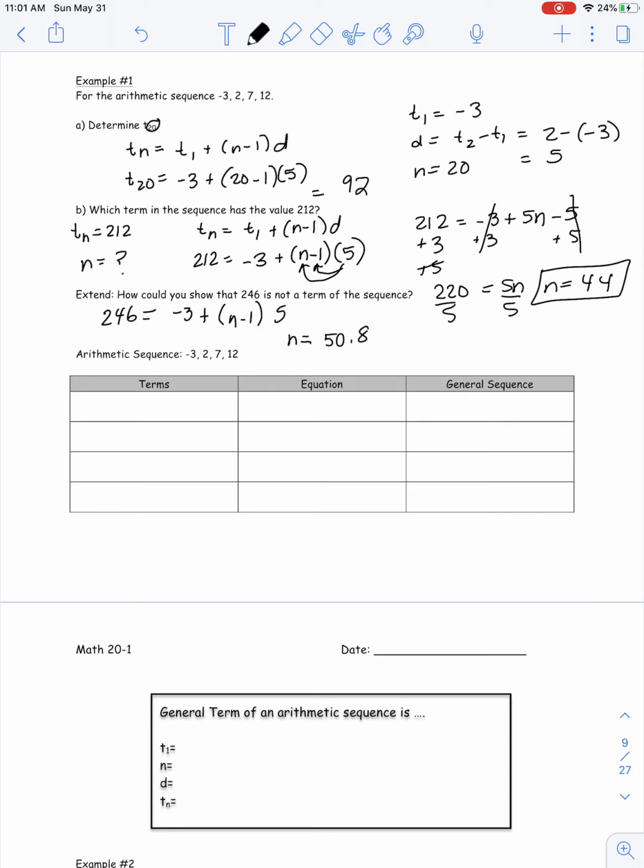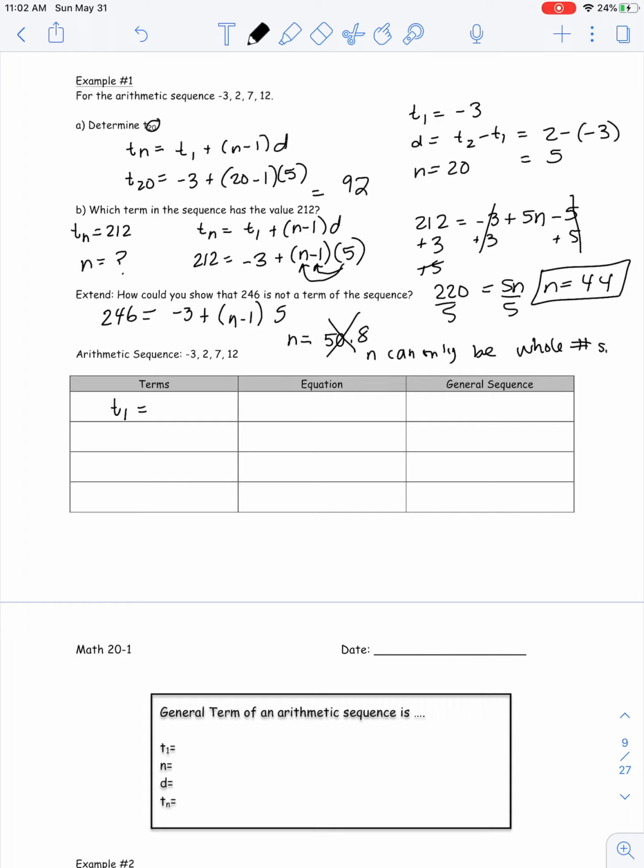Now, n is not allowed to be a decimal. N can only be a whole number, because we can't have a number in the 50.8th spot. That wouldn't make sense. We can only have numbers in the 50th spot or 51st spot. There is no in between in a sequence, so this one can't exist. We can't have decimal values, so only whole numbers are allowed for n. Otherwise, it might be allowed in a real life scenario, but not here, where it's just a sequence of numbers.